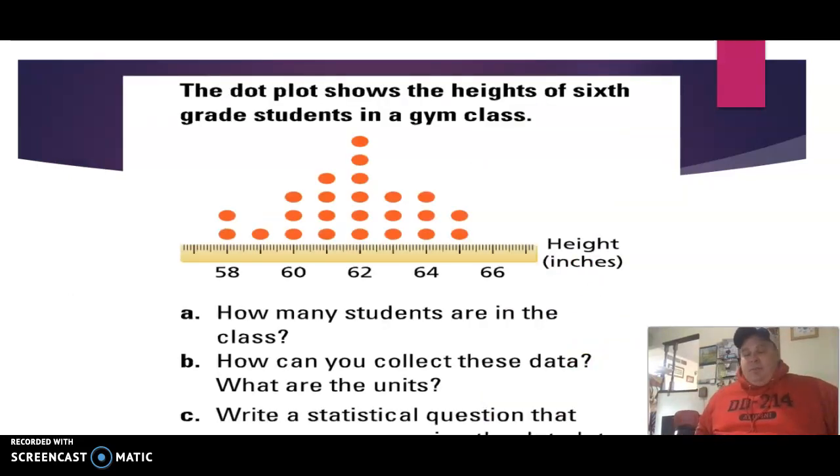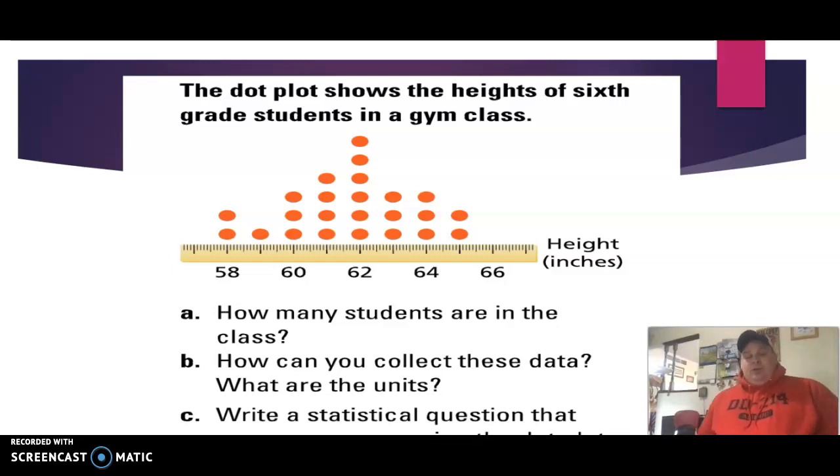Here's another example for you. This dot plot shows the height of 6th grade students in a gym class. How many students are in the class? How do you collect this data? What are the units? And I want you to write one statistical question. So go ahead and press pause. Go ahead and answer those questions. And I'll come back and we'll figure out what the answers are.